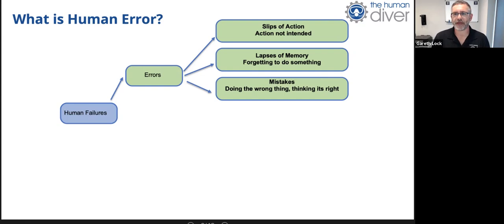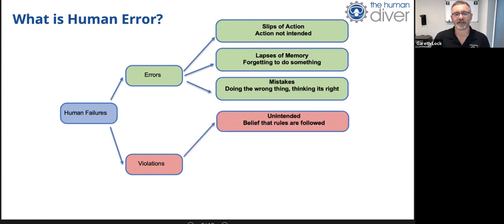Mistakes: doing the wrong thing, but thinking it's right. So actually, I think that I'm preparing my rebreather or my dive gear the correct way, but actually I'm doing it wrong. And again, I don't know that I'm doing it wrong, because in my brain I've got a mental model that this is how stuff should be done. Those are what we consider honest mistakes, and they are mistakes of omission. We have omitted to do something, and we're quite forgiving of people who've omitted to do something, as long as things aren't too severe.